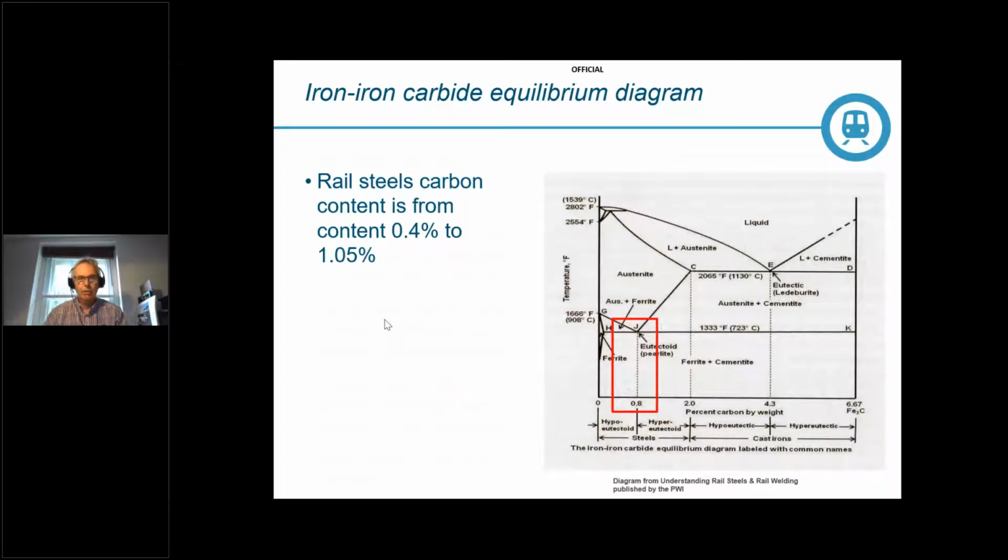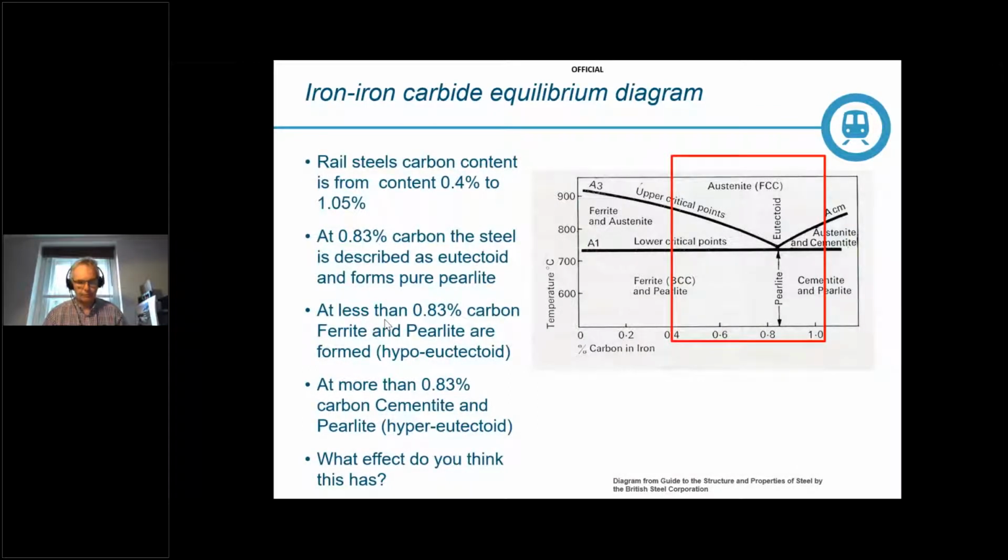So if we zoom in on that part of the diagram. So what we can see there, this is just covering the bit that we're interested in, the red box again. So at normal temperatures, these steels have a perlitic structure, hence their name. We talk about perlitic steels for rail, don't we?